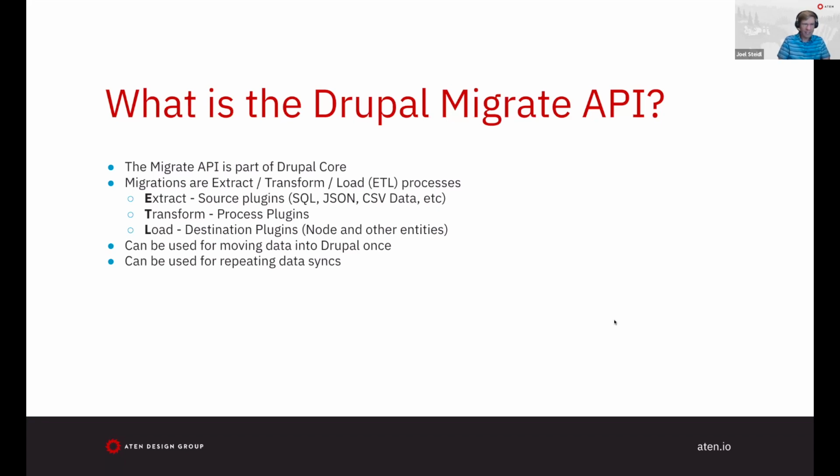And then lastly, our load, our destination plugin. This is one that we actually don't have to touch all that often. This is essentially stating where we want to migrate our data to in Drupal. So, of course, a lot of times that's migrating into an entity such as a node or a user or a taxonomy term.